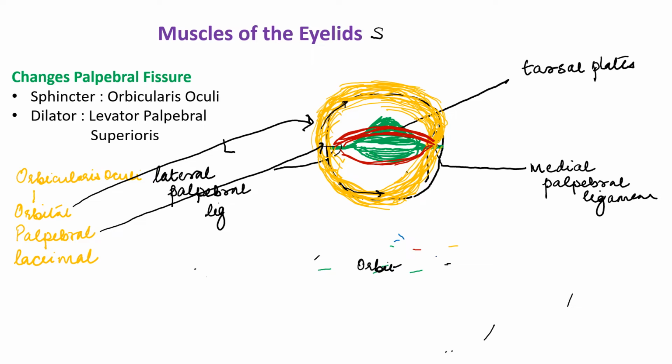Now, another thing which the orbital part does is that it draws the lateral part of the eye medially. So all of this is moving medially. All these muscle fibers will move medially when the orbital part contracts. As a result of which, we tend to take all the tear film from the lateral side towards the medial side where the lacrimal sac is present. It is present in between the anterior lacrimal crest and the posterior lacrimal crest. We will do that as we go further.